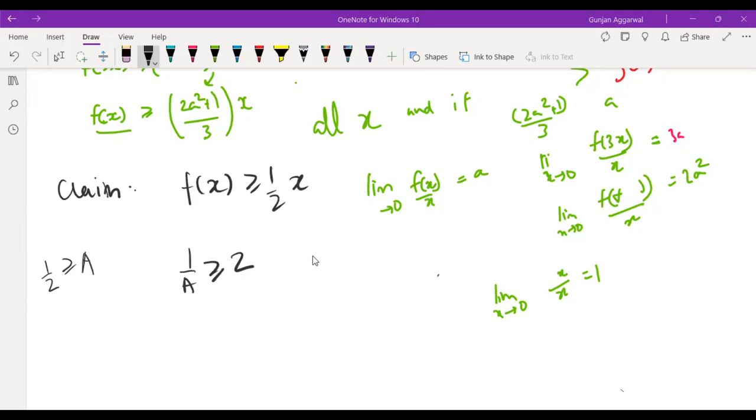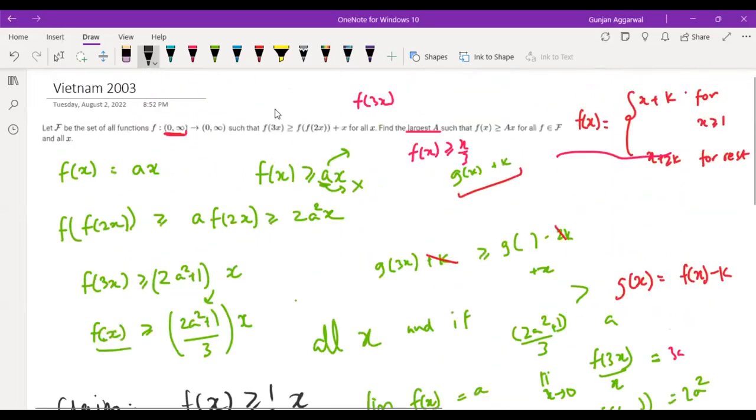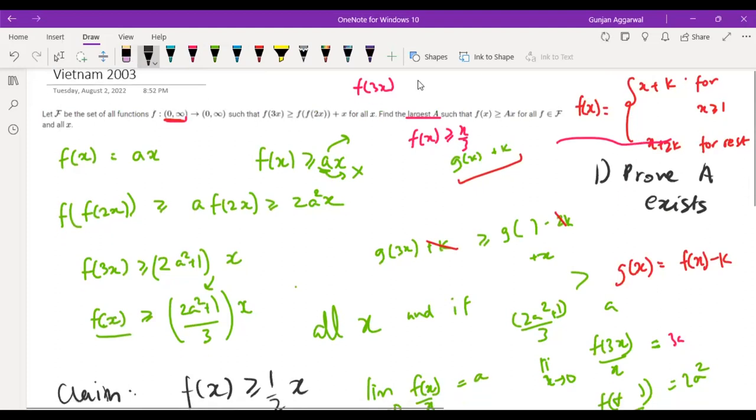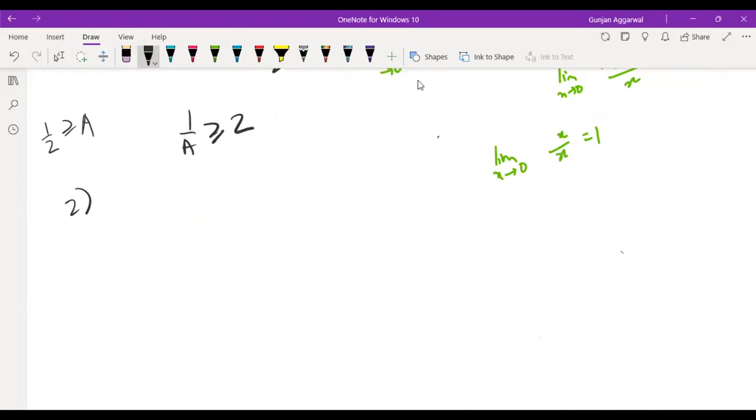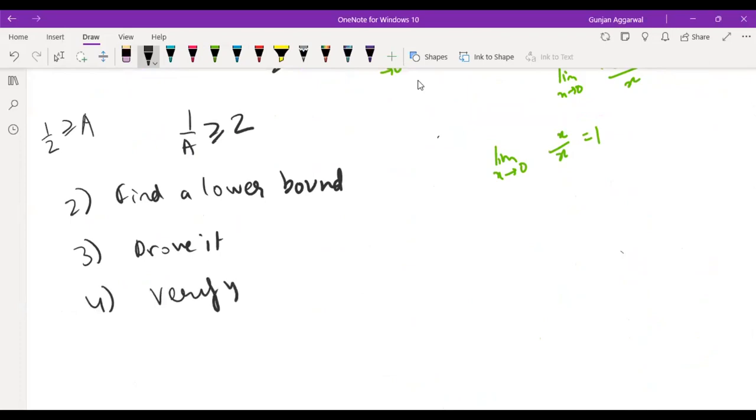Like you can just put up an explicit function like x to the 4 by 5. What did you do to prove it? It doesn't work. Okay, so basically, there are just a few things we have to do. One, prove a exists. Second, find a lower bound. Third, prove it. Fourth, verify it.